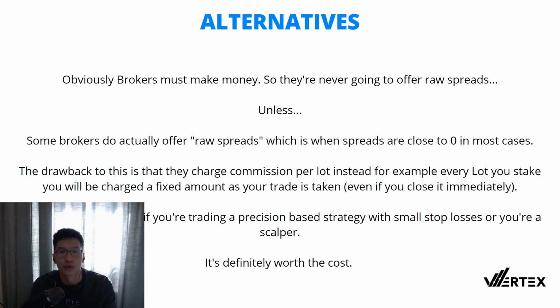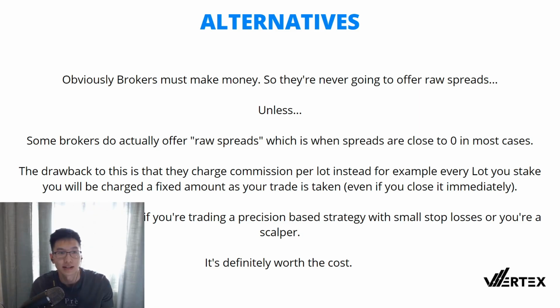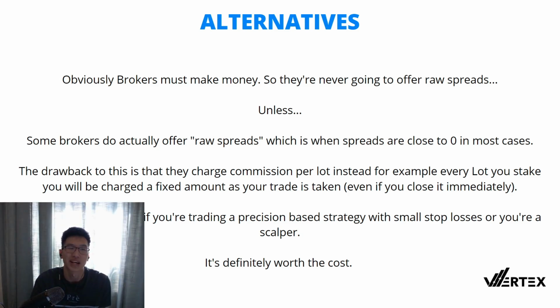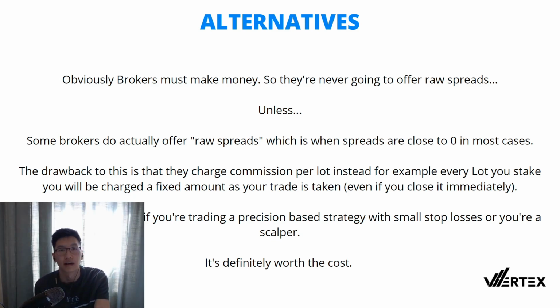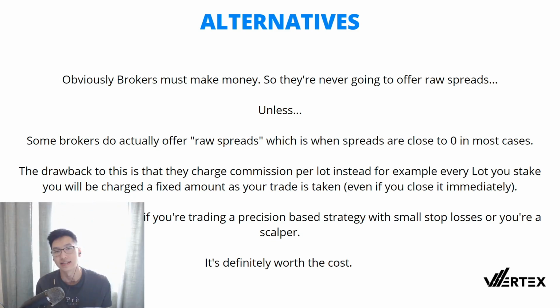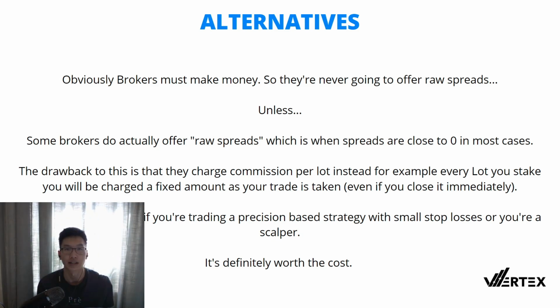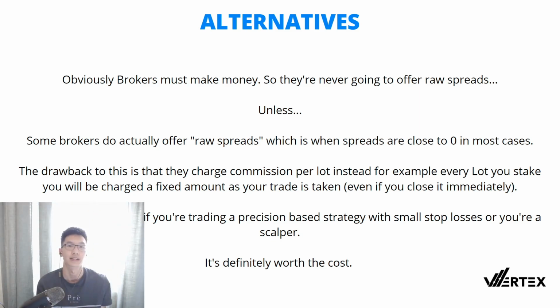Alternatives to spreads: brokers obviously must make money, so they're never going to offer raw spreads, unless some brokers do actually offer raw spreads, which is when spreads are close to zero in most cases on most major pairs. The drawback to this is that they charge a fixed commission per lot instead of spreads. This is taken immediately when you take the trade. Even if you close it straight after, you're going to be charged the fixed commission.